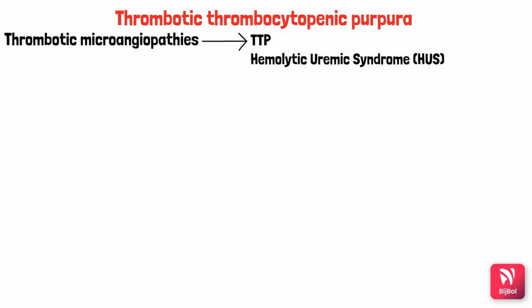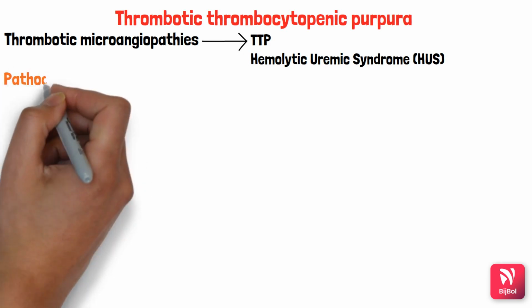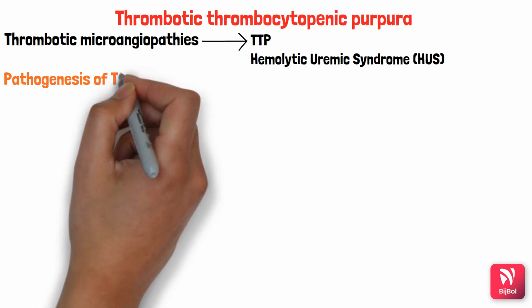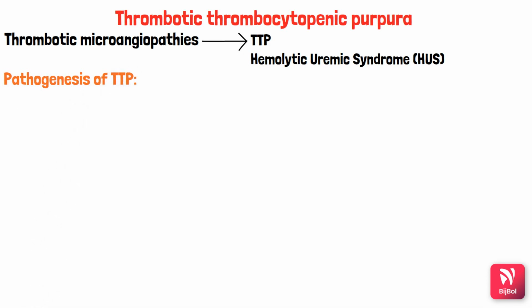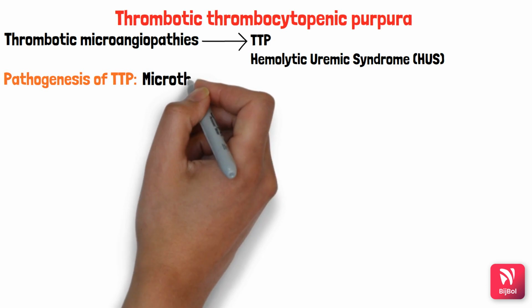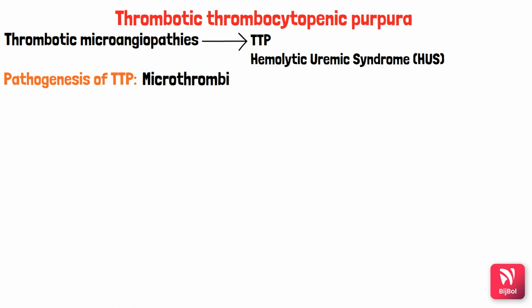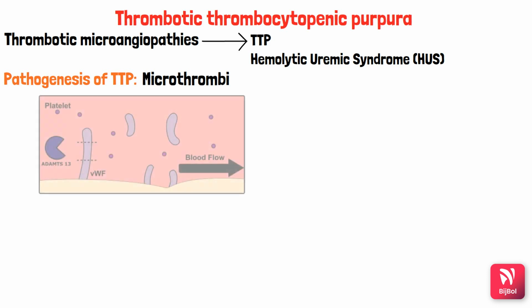So what happens in TTP, that is thrombotic thrombocytopenic purpura? What is the pathogenesis of TTP? It is formation of the microthrombi. These microthrombi are formed in various blood vessels within the body. That is the main reason behind TTP. When microthrombi are formed, whatever platelets are present within the body will all be used up in the formation of the microthrombi, so the content of platelets will be very less for the clotting mechanism. So how do these microthrombi form in TTP?